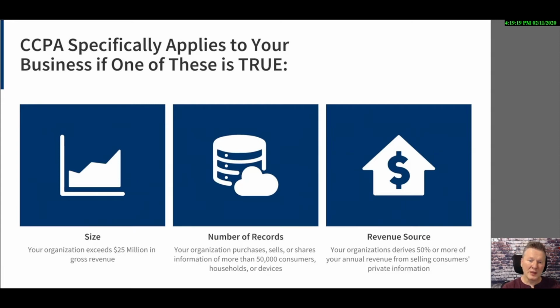So how do you know if CCPA applies to you? The first test is, do you exceed 25 million in revenue? If you do, it applies. If you have more than 50,000 California consumers' private information, it applies. If you sell information and more than 50% of your revenue comes from selling private information, it applies to you. So a few of you are probably like, whew, dodged a bullet.